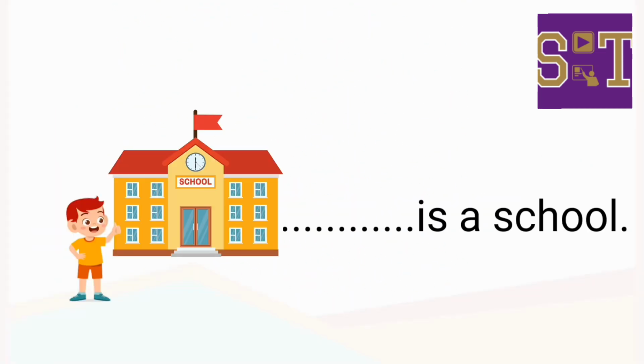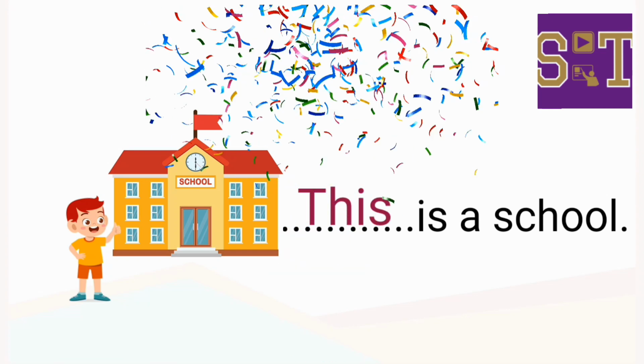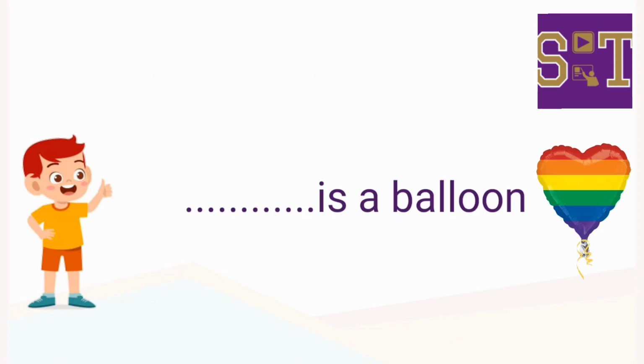Dash is a school. The school is near. What comes here? Very good. Dash is a balloon. The balloon is far. What comes here? This or that?